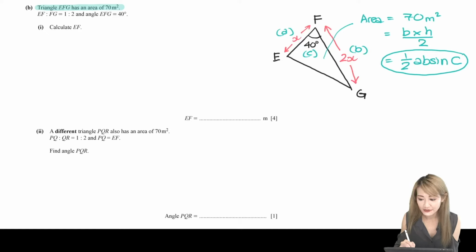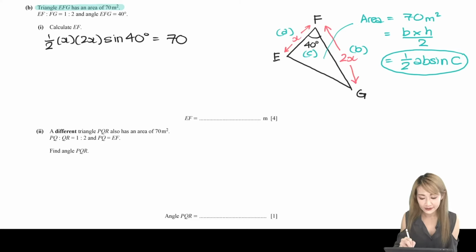So we can use that to find the area. So half of X times 2X sine 40 will equal 70. And we can use this to find X because EF is equal to X.